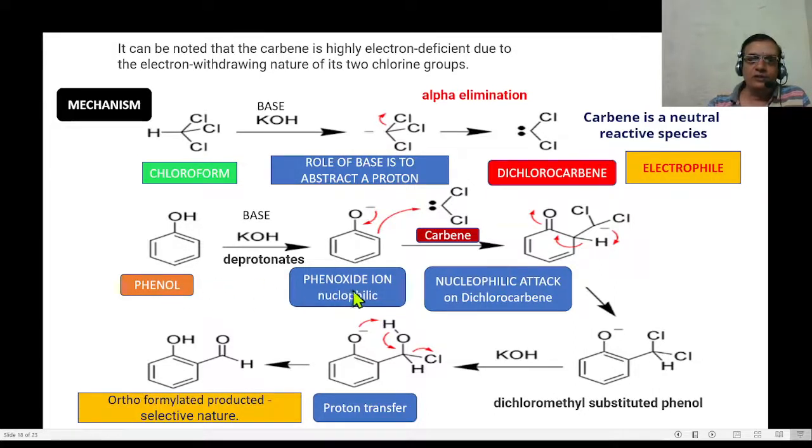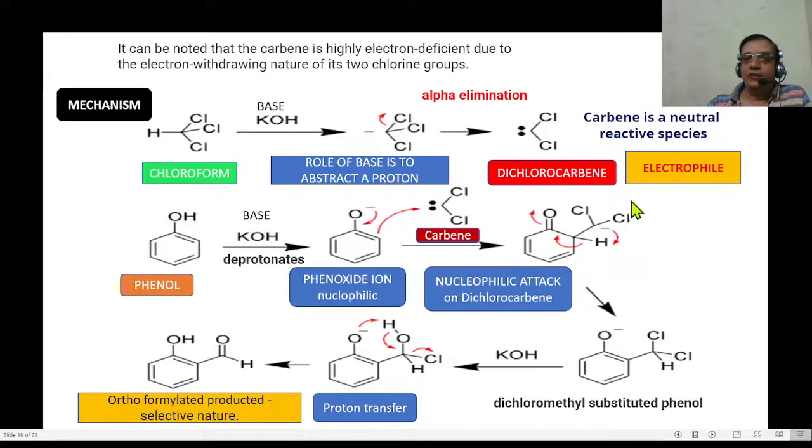Here we are focusing on the formation of our nucleophile, the phenoxide ion. This phenoxide ion is seeking an electrophile. So the electrophile comes over here and substitutes here. That's why it is called an electrophilic substitution reaction. So there is a nucleophilic attack on dichlorocarbene, and that's why the substitution is taking place by the electrophile. So the electrophile is substituted in this substrate, and this reaction is an electrophilic substitution reaction.